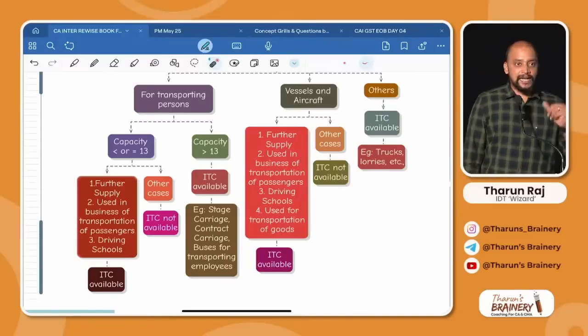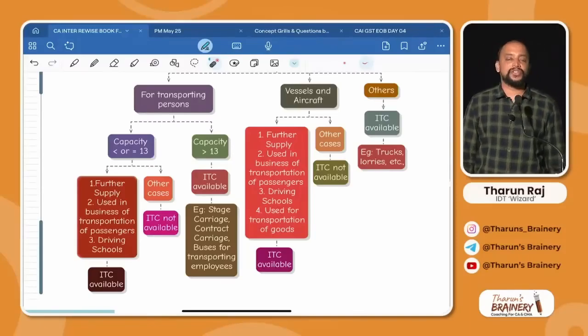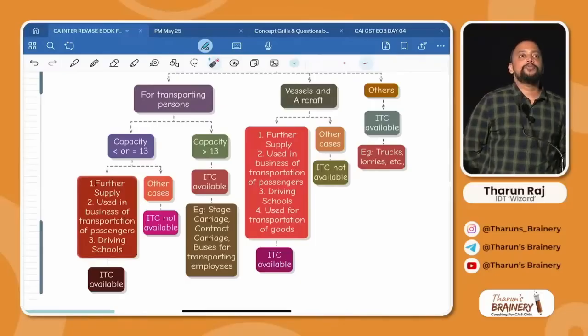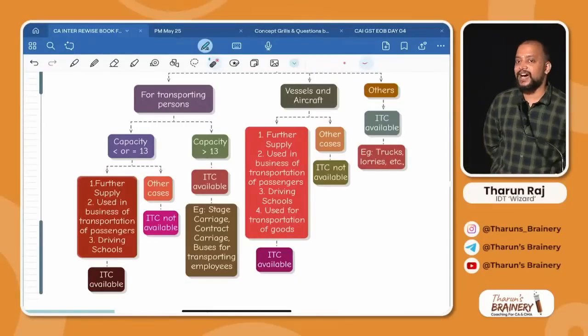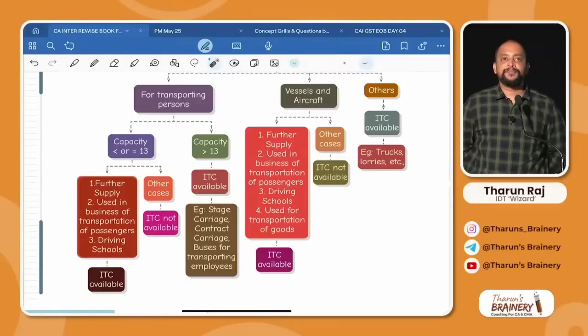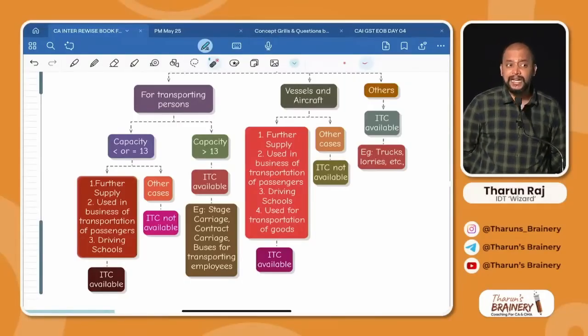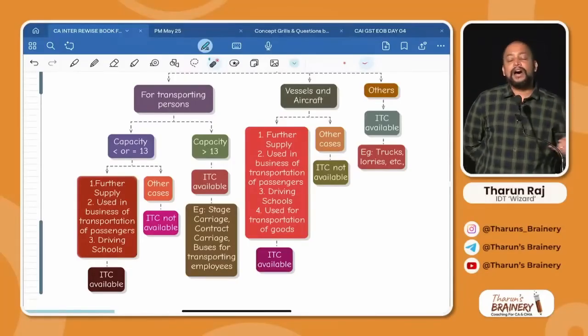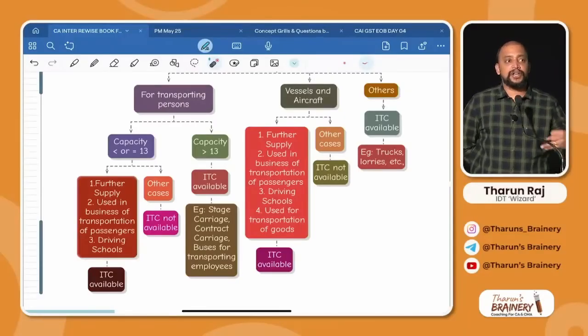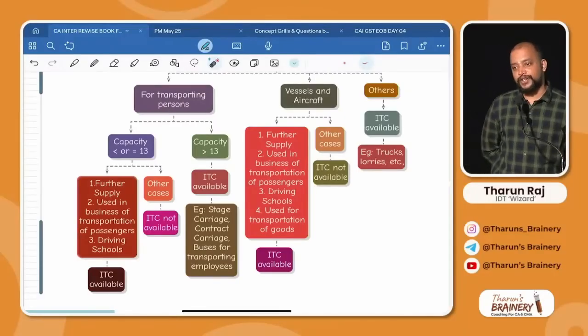Okay. I'll give you an example. You answer this based on this chart. There is a chartered accountant who purchased a car used purely in his profession. Can he take ITC on the car purchased? No. Why? First, a car is a motor vehicle for transportation of persons, capacity does not exceed 13. First exception, further supply: no, he is not renting out that car. Second exception, he is not using it in the business of transportation of passengers.